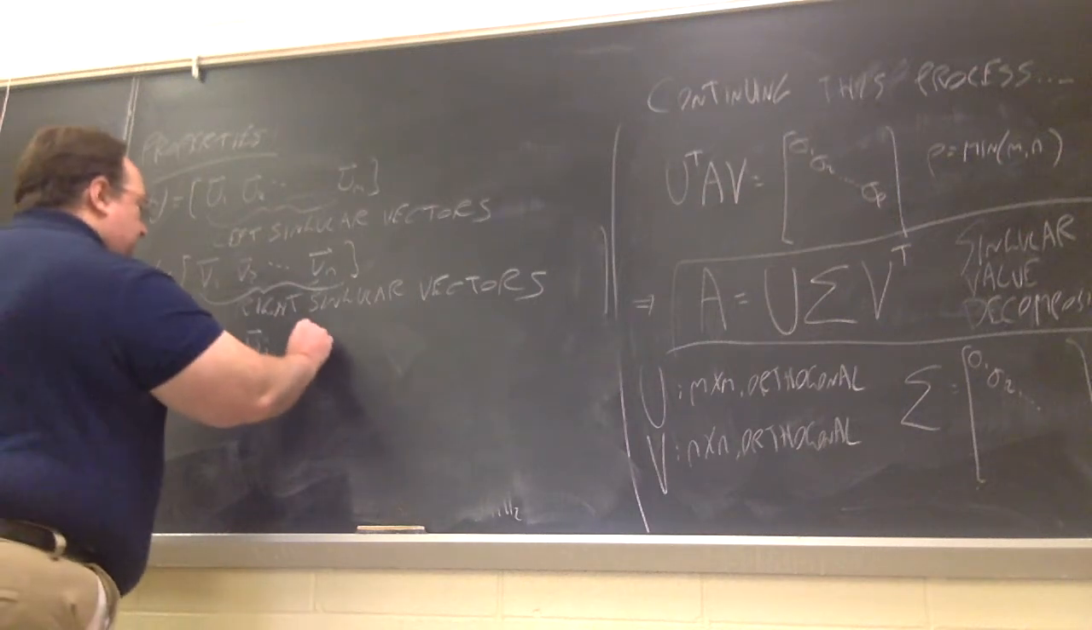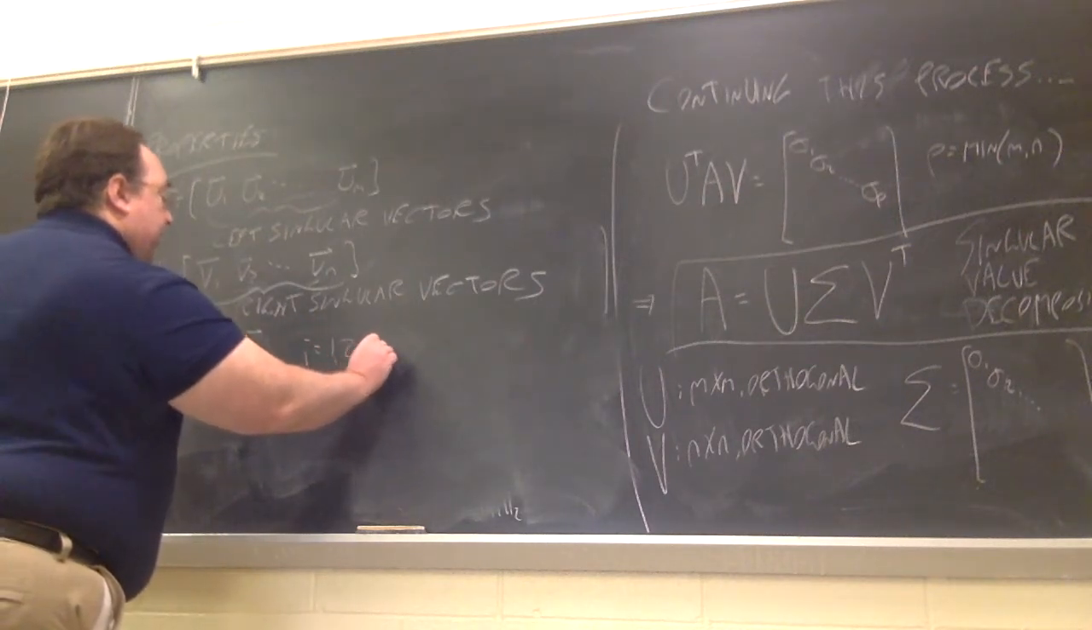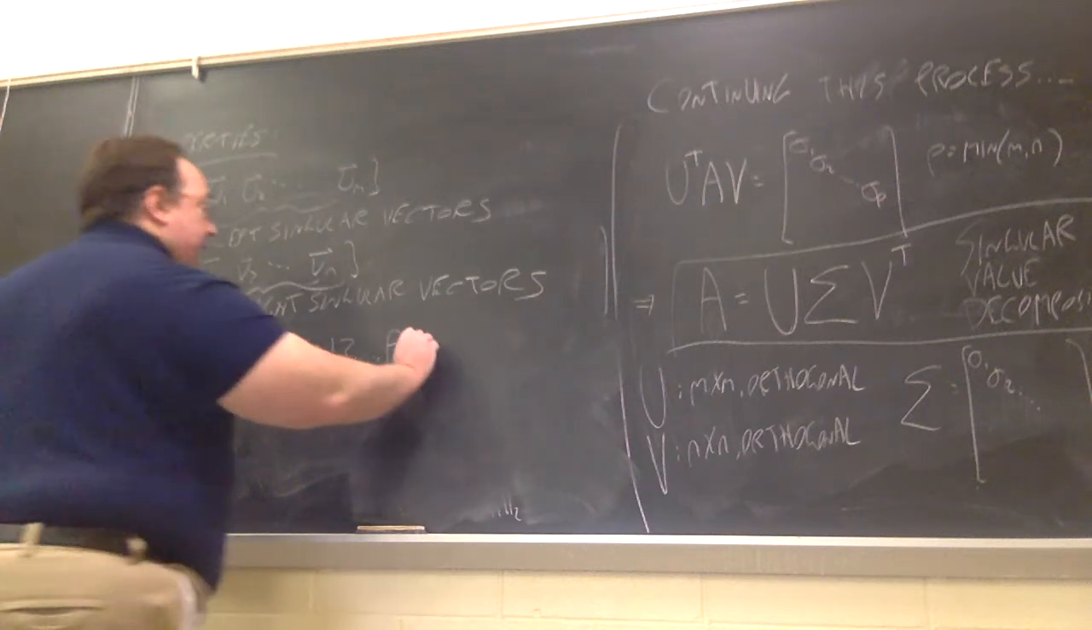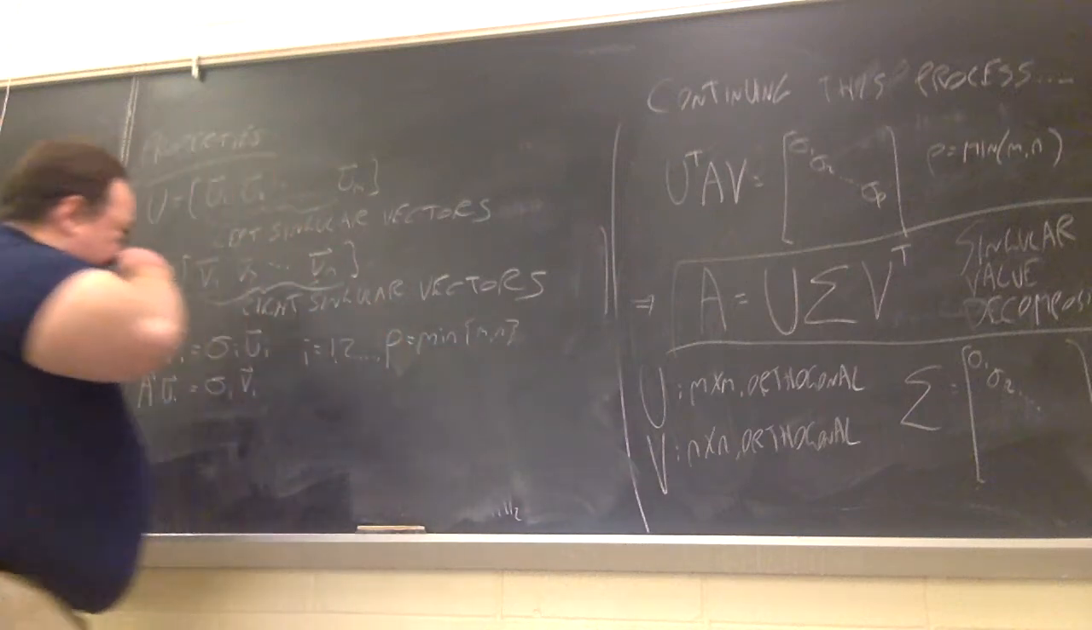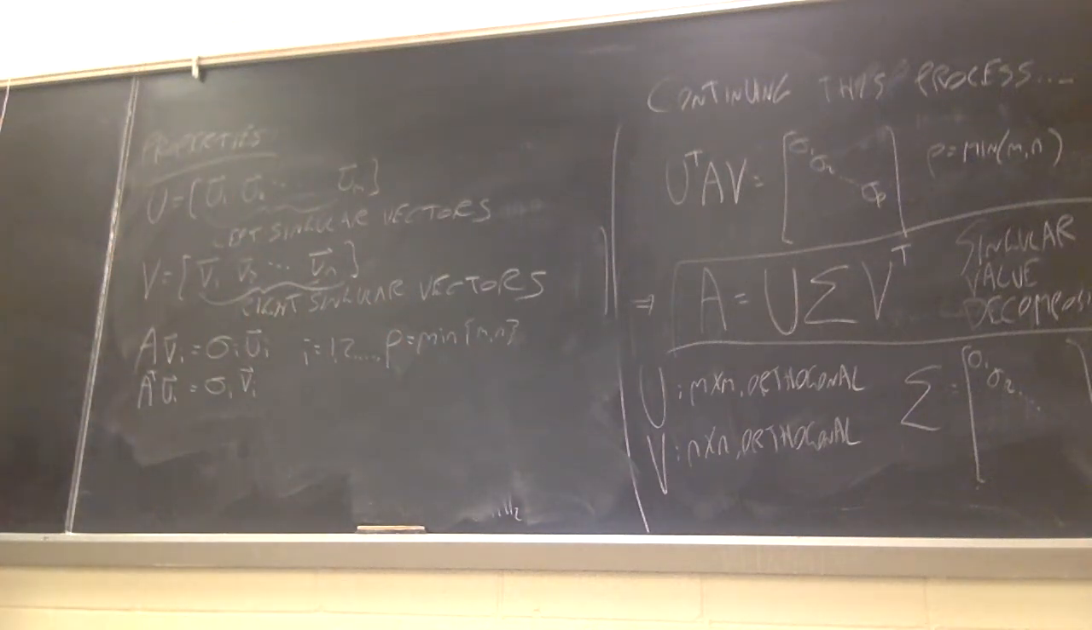And this is for i equal 1 up to p, which again is the minimum of m and n. Because if m and n are not equal, you don't have equal size sets of left and right singular vectors. So for whichever ones are available, these relationships hold.